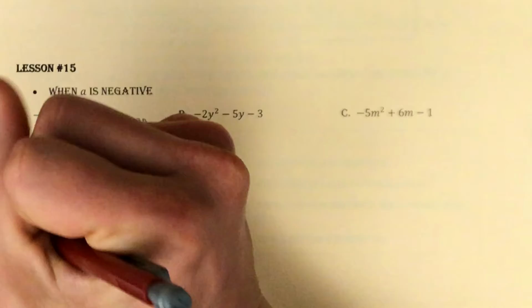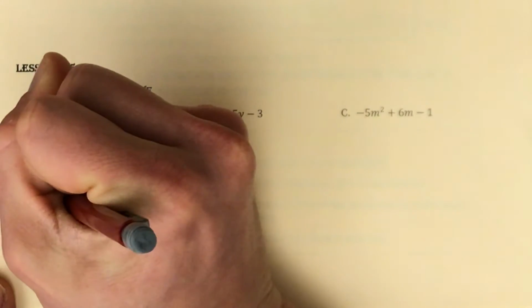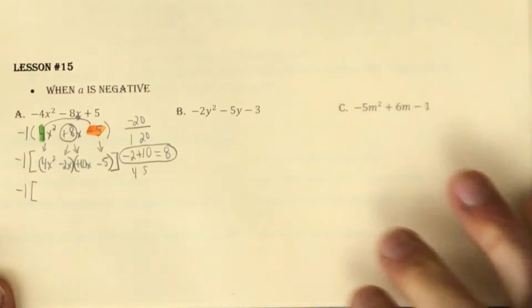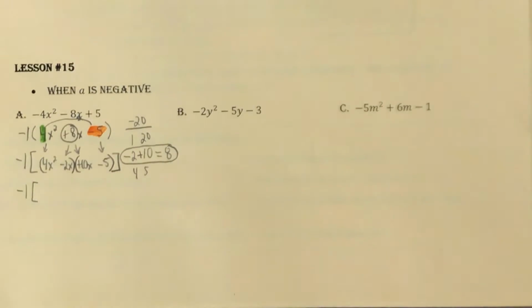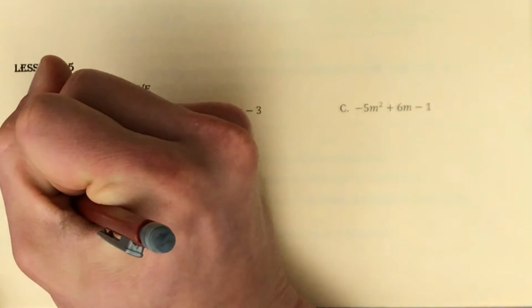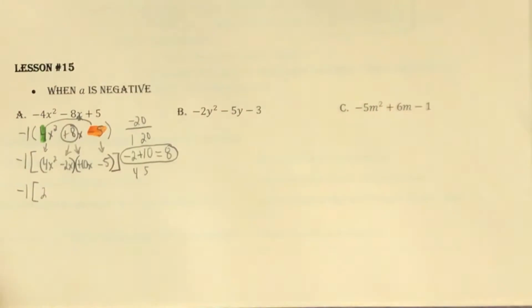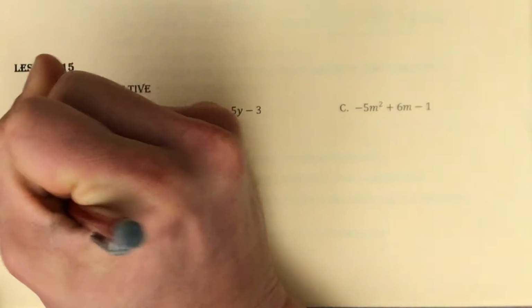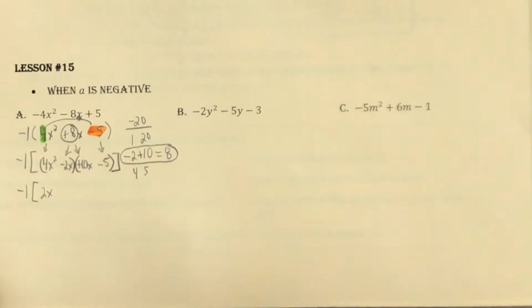So again, I'm going to rewrite. Bring down my negative 1, bring down the bracket. Well, what is the greatest common factor of 4x squared minus 2x? Well, I know that 4 and 2 have a greatest common factor of 2. And then x squared and x have a greatest common factor of x. So 2x is my greatest common factor.